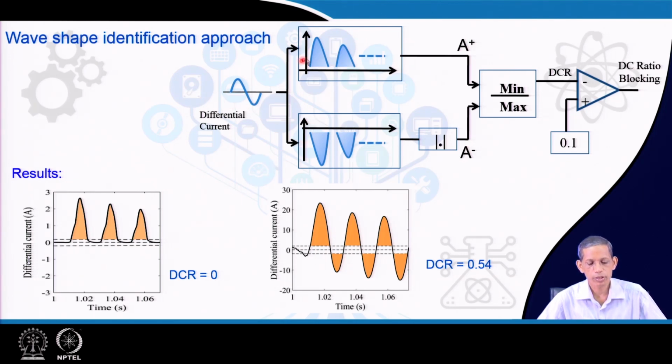So in the differential current processing, we take A positive and A negative, minimum upon maximum, and get the DCR value. Then a 0.1 threshold is applied, and the DCR ratio blocking scheme works from this perspective. DCR here is 0.54, much higher than 0.1, so this will be for the internal fault case, and where the DCR value is 0, it is the inrush case. These are the two examples of the waveshape based approach for inrush detection.